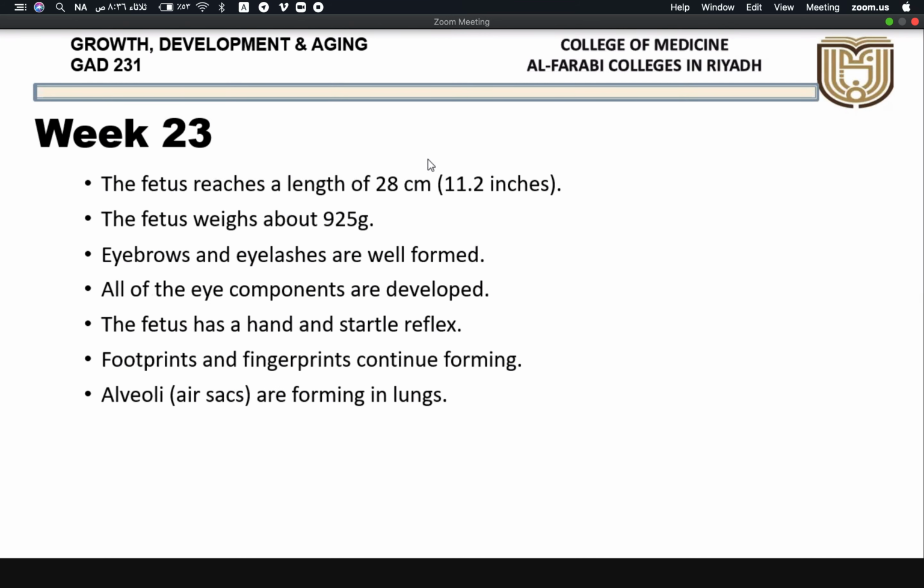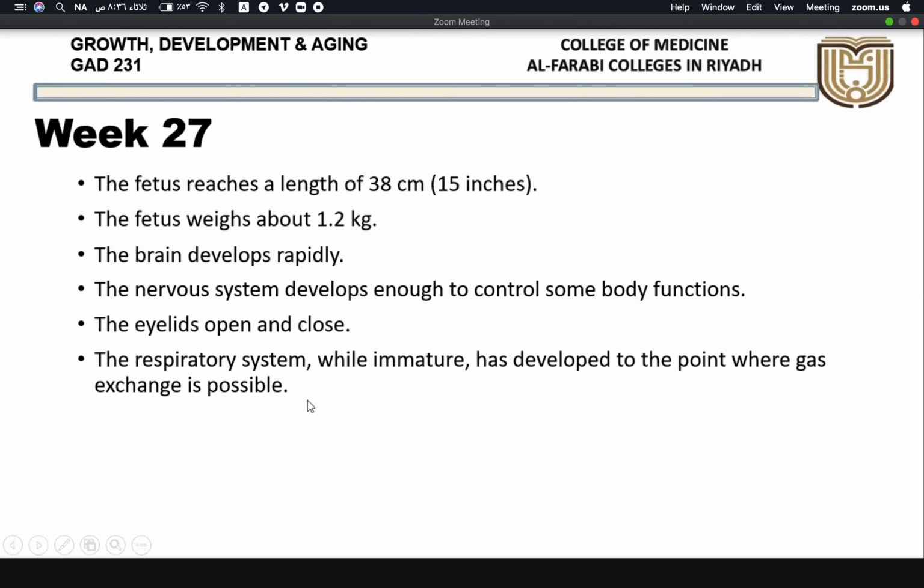By the 23rd week, it has grown up to 11 inches, almost a weight of 1 kilo, and the eyebrows and lashes are well developed, and the eye components are being developed, because the eyes are closed now. And the fingerprints and the footprints are developed, and the eye will start appearing.